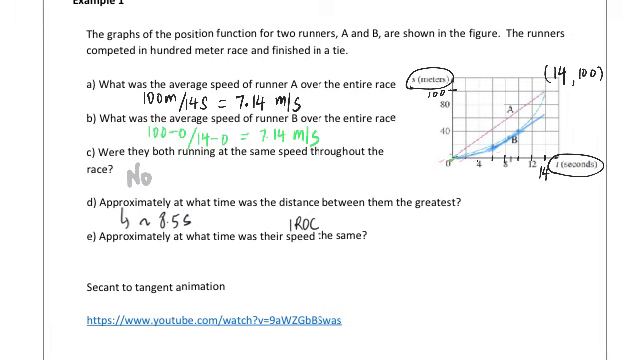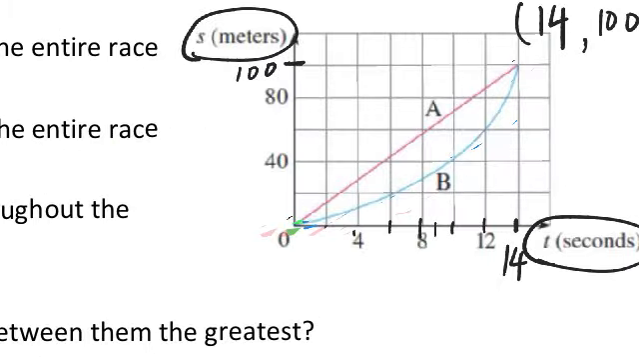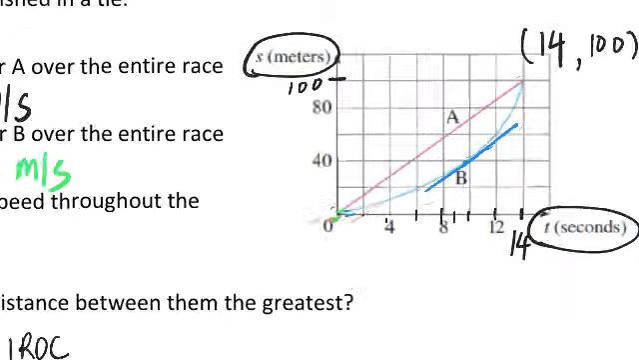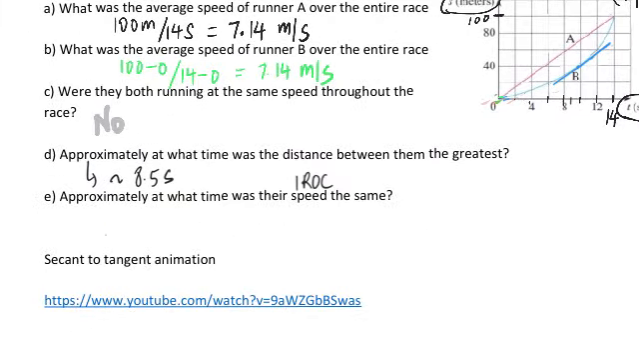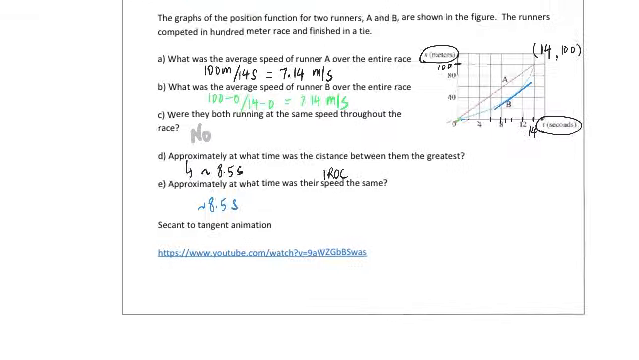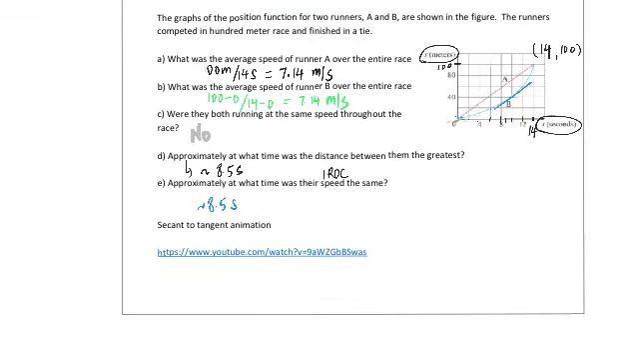And again, I'm going to say it's somewhere here around 8.5 or 9 seconds. We're just estimating, so you just look at this and go, roughly here, it looks like the two graphs would have the same slope. The tangent on B would equal the slope on A. So somewhere around 8.5 seconds again. Okay, so that is just to remind you about average and instantaneous speed.